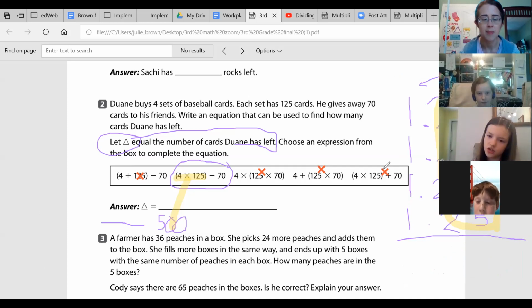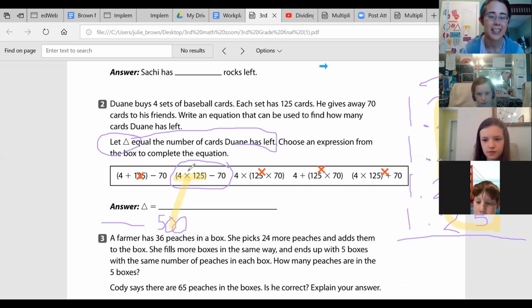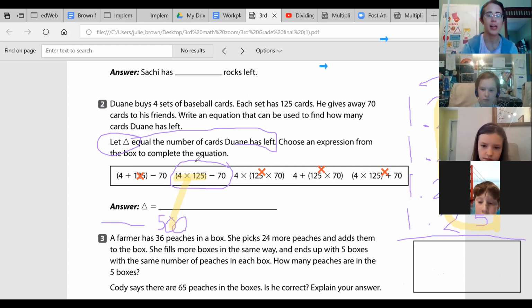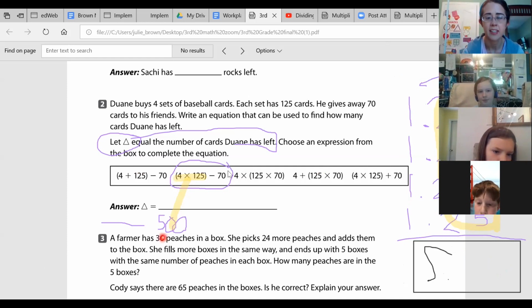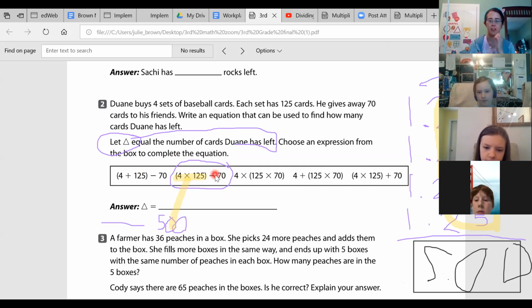So Hadley, my question is, why is the answer not just 500? What do I have left to do to solve? How many cards are left? You need to subtract 70. Yes. And so what is 500 take away 70? 500 take away 70.